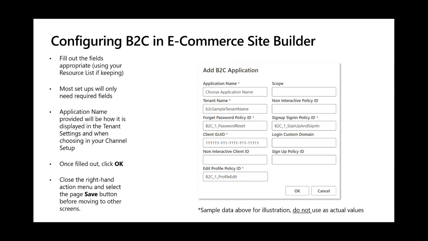So once everything's entered, click OK. And the system will attempt to validate to make sure that the policy IDs that you're referencing do belong to the tenant, and that the tenant name is a tenant name it's found. And so some basic validation will try to help make sure you have the right information in case there's the potential for a mistake.